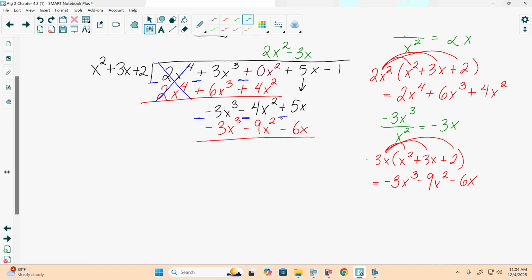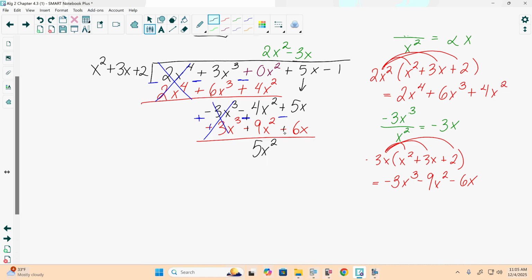And then we're going to subtract again. The first one we're subtracting is the negative 3x cubed minus negative 3x cubed. Negative 3 minus negative 3. Negative negative makes a positive, so negative 3 plus 3 is indeed 0. Our next one is negative 4x squared minus negative 9x squared. Negative 4 minus negative 9. Because our negative 9 is going to be the same as plus 9, so negative 4 plus 9 is positive 5. So it's going to give us positive 5x squared.